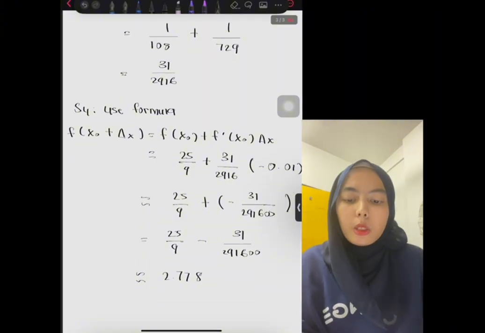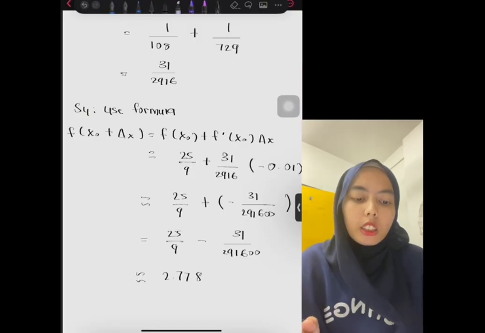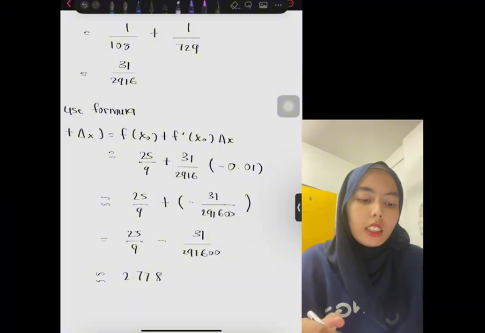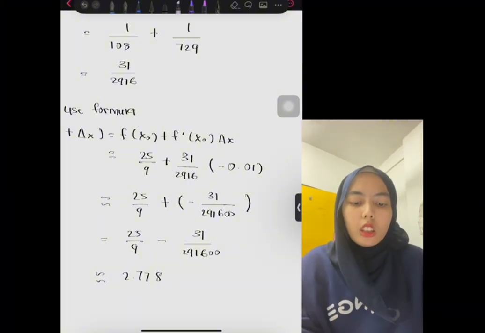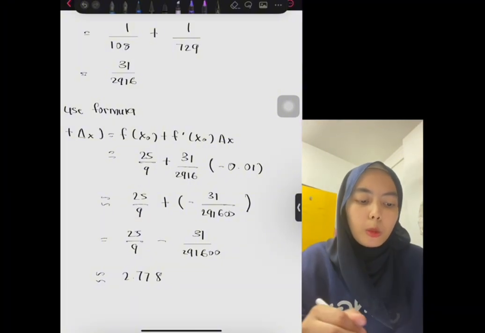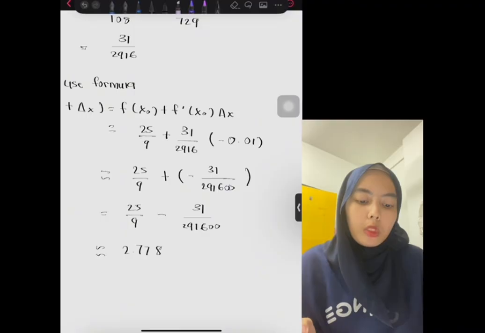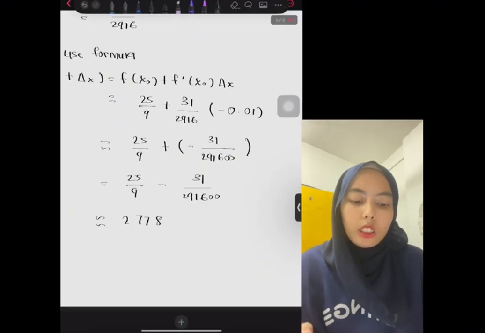For the last step, step 4 is to use the formula. The formula is f x0 plus f prime x0 delta x. For f x0 that we just got, 25 over 9 plus 31 over 2916, and delta x is negative 0.01. So we write down and plus, and we calculate this, 25 over 9, and when positive and negative become negative, the last answer for this question 4 is we got 2.778.